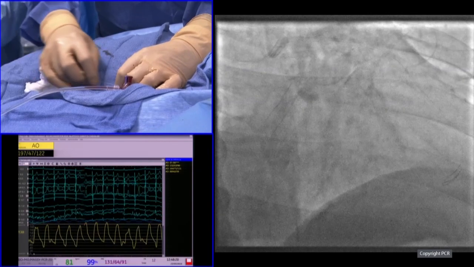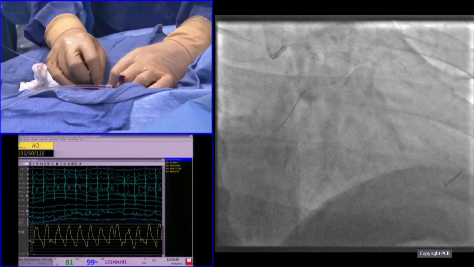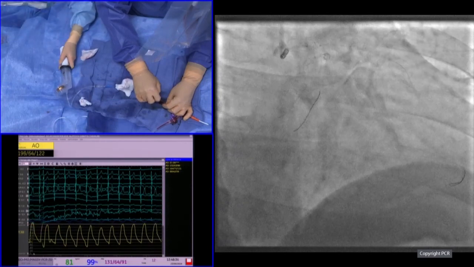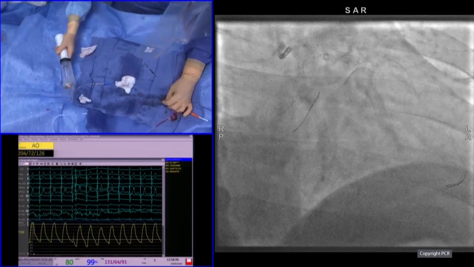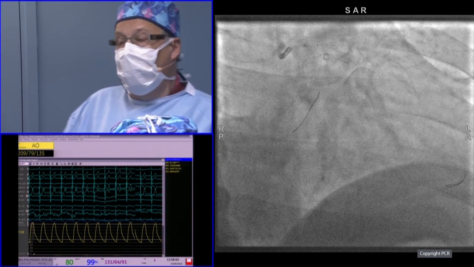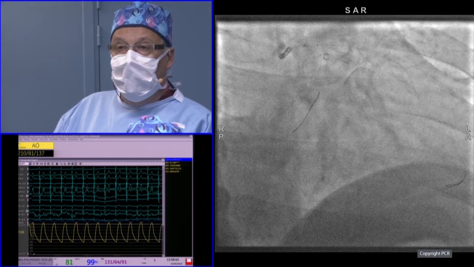I can see very, very well with OFDI the bottleneck effect we create with a kissing balloon. And we need to do a repot, not too proximal. I think the most important thing is to be sure that you cover the very proximal strut.